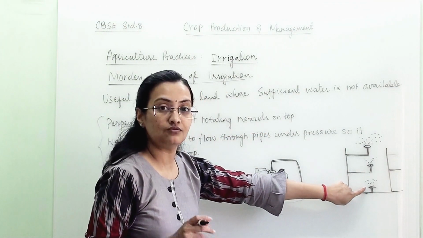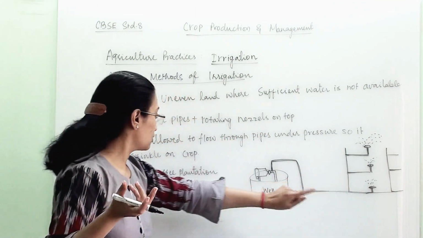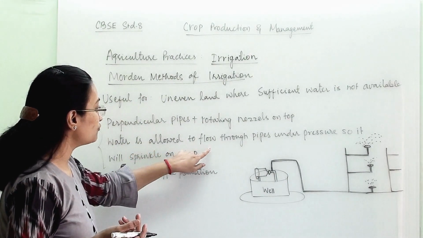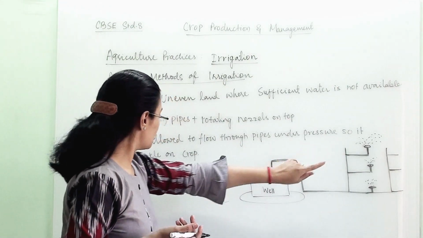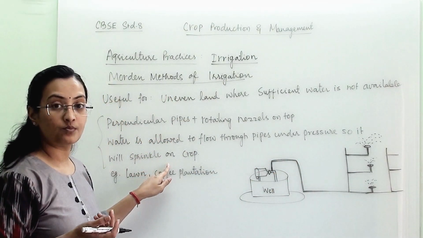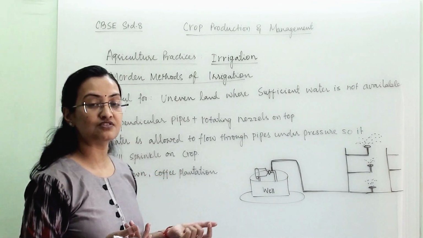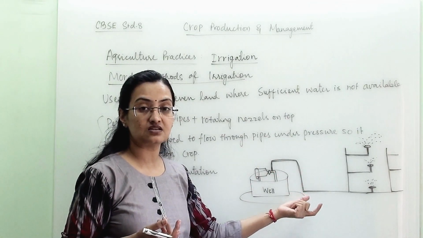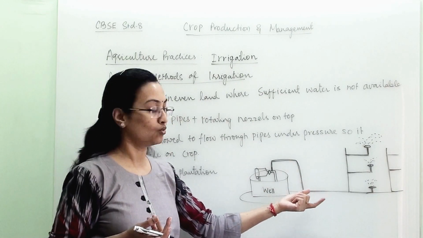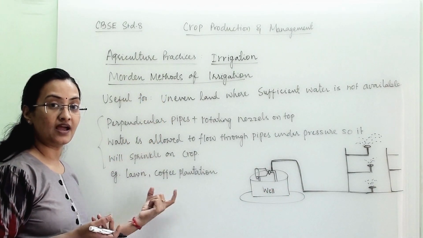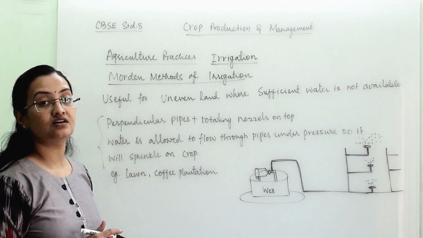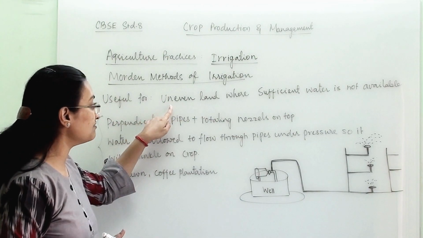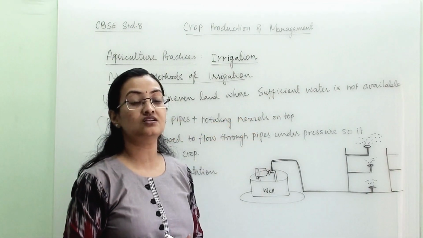So this nozzle will spray the water on the crop. Water is allowed to flow through the pipes under pressure, so it will sprinkle on the crop as if it is raining. You must have seen this type of sprinkler system in a garden and in a lawn. This is helpful for the lawn and coffee plantation and several other crop fields where uneven land is there and sufficient water is not available.